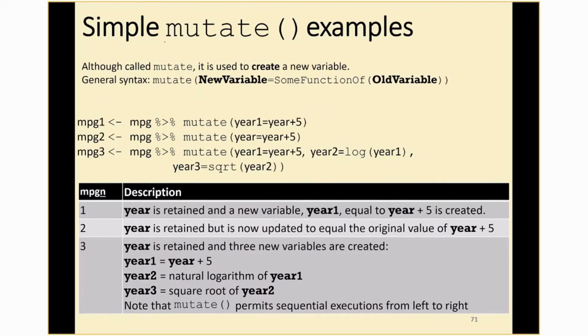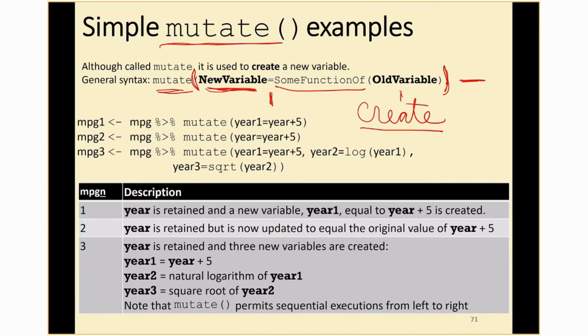Mutate. Mutate is a really important function, and every time you see the word mutate, the word you want to think of is the word create, because mutate is the function we use to create new variables. And here we have the general overall syntax. So we're going to use the mutate function, and there's its open and its closed parenthesis. And within the mutate function, we begin by specifying the name of the new variable that we want to create. Then we have an equal sign, and then we say, okay, we want to make this new variable as some function of a specified old variable.